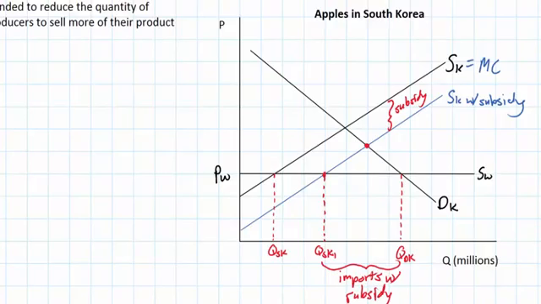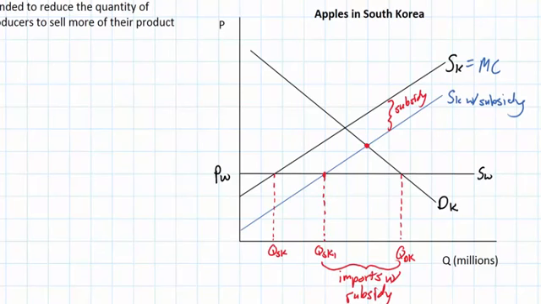We have quite a bit of analysis to do here because it's not clear from the graph whether consumers and producers are harmed or helped by the subsidy. So in order to analyze that, we need to look at the areas of consumer and producer surplus in the market for apples before and after the subsidy.